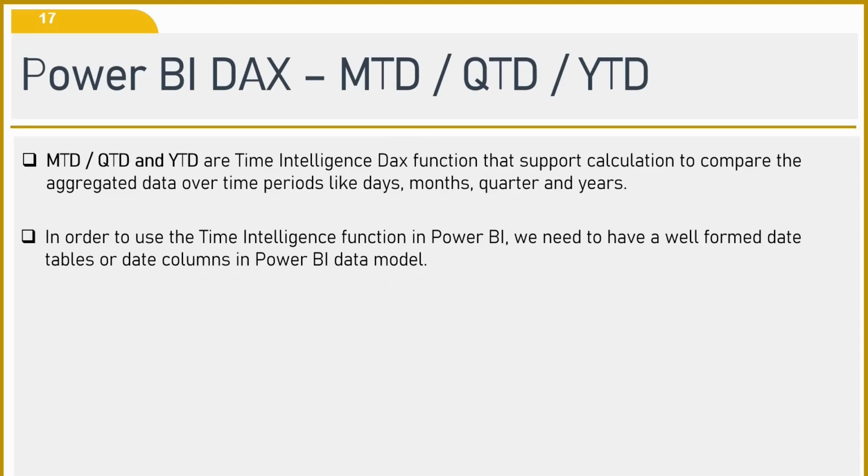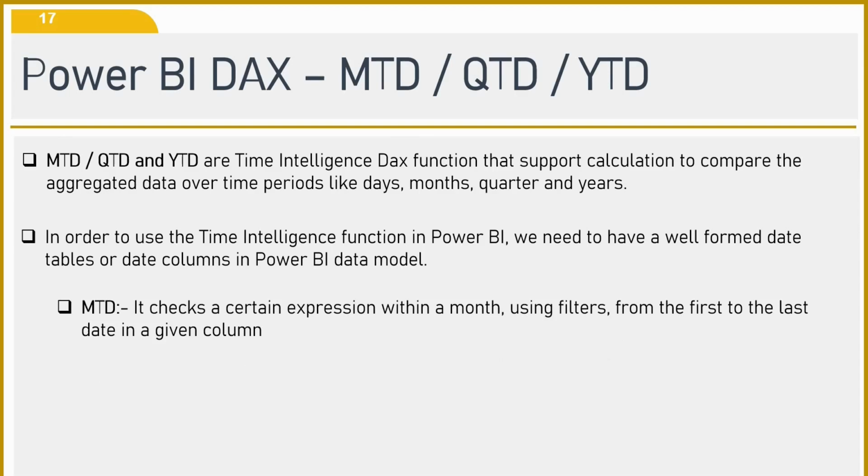Okay. So what does this MTD function do? This MTD function will take a certain expression within a month using filters. It will find the latest month in the data model and calculate your data from the first of that month till the latest date in that particular month.